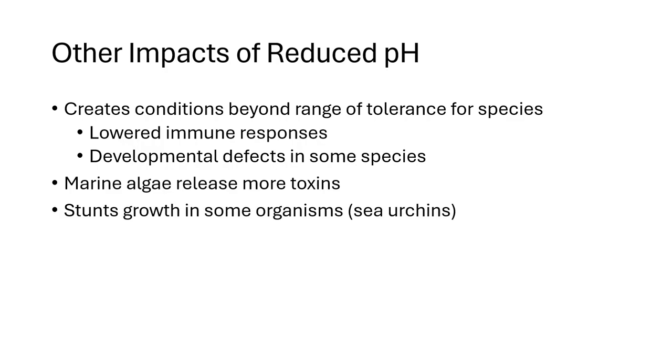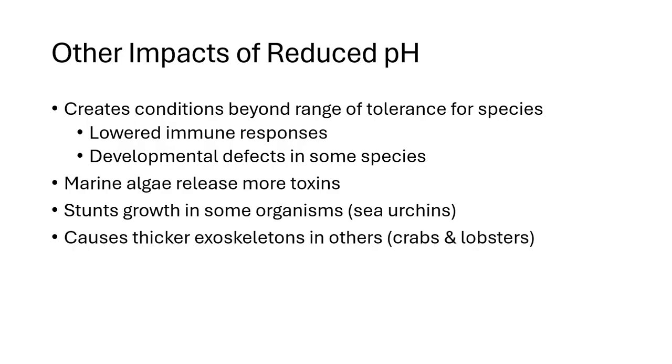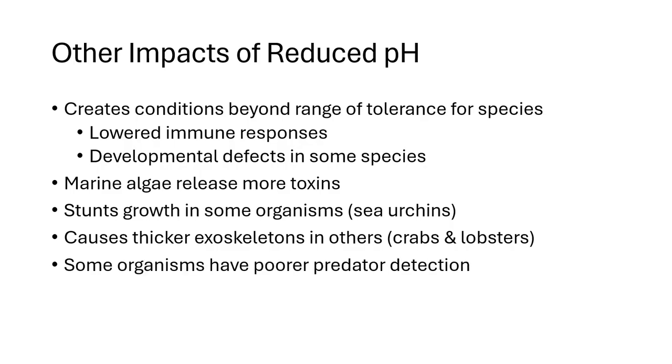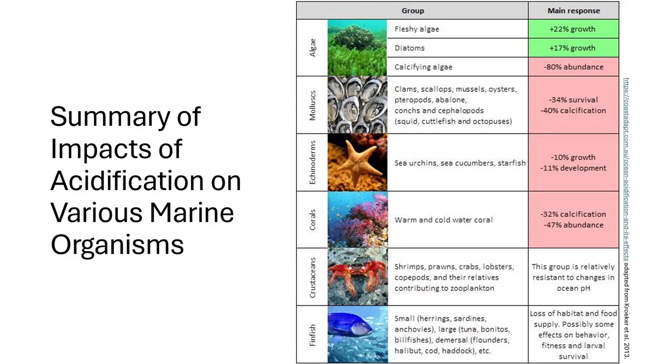It also can stunt growth in some organisms, like sea urchins. For some reason, it can cause thicker exoskeleton development in some others, like crabs and lobsters. Some other organisms might not be able to detect predators as well, so they would be easier prey and end up being eaten, reducing their populations.